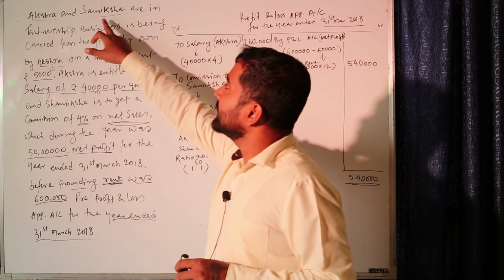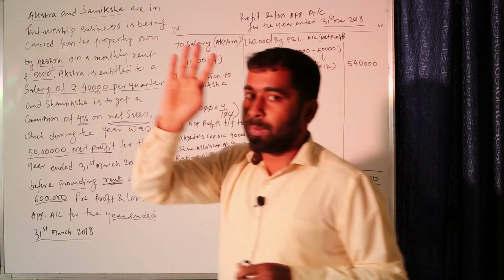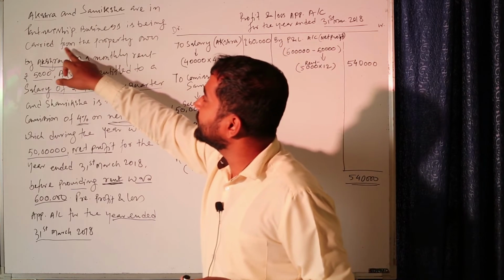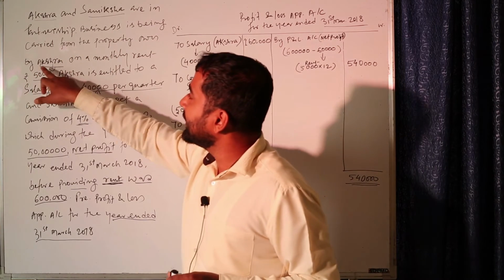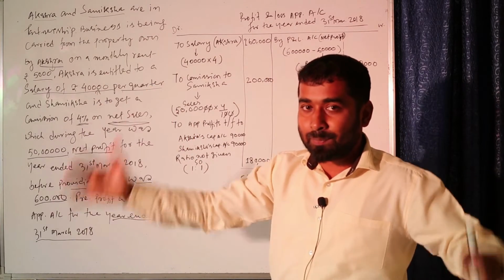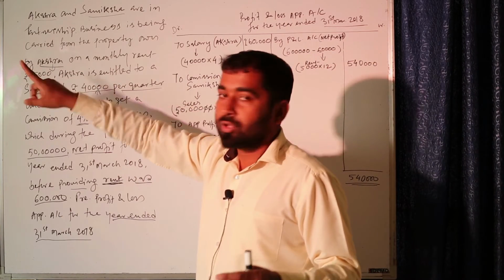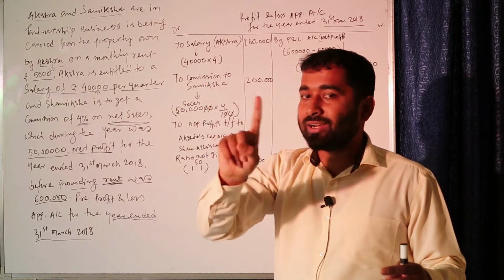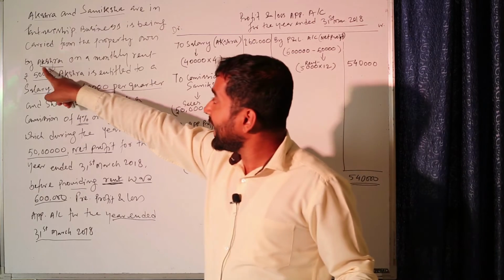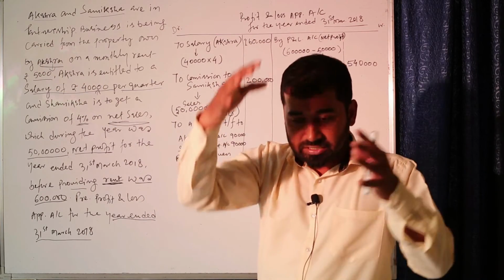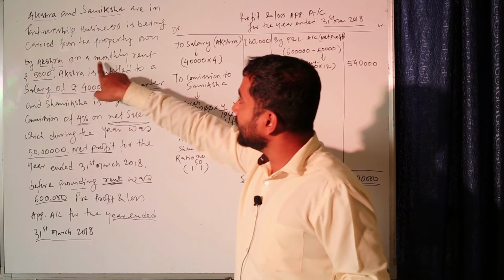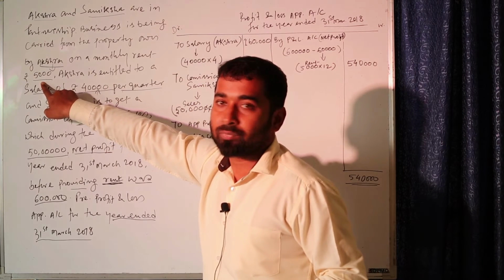Now Akshara and Samiksha are in partnership. Two partners are there, named Akshara and Samiksha. Business is being carried on from the property owned by Akshara. That means the place where the business is running is owned by Akshara. So this is not part of the partnership, because Akshara has her own private property, and this private property is given to the partnership firm on a rent basis, on a monthly rent of 5,000.